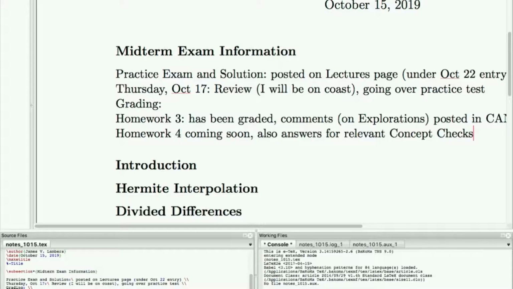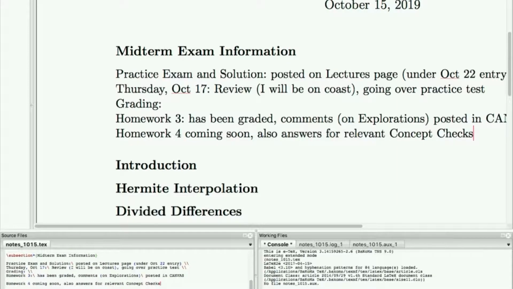Okay. All right. Does anyone have any questions related to the midterm? Yes. It's on Tuesday, right? Yes.